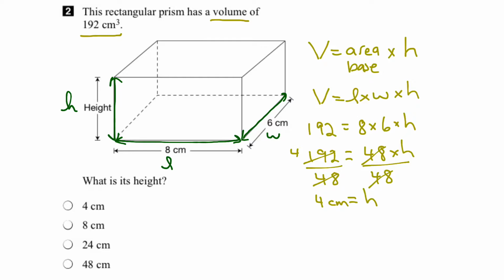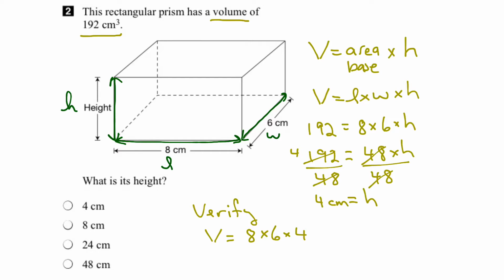So it looks like we have an answer, but let's verify to make sure it is correct. Let's write out our volume formula, and let's put in the values for length and width and the value we found for height and see if they multiply to give us 192 centimeters cubed.